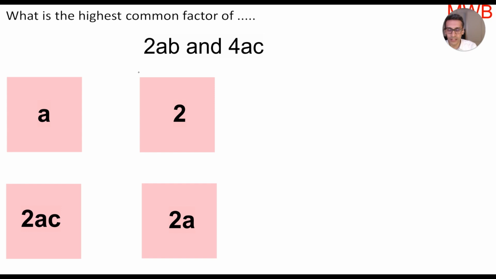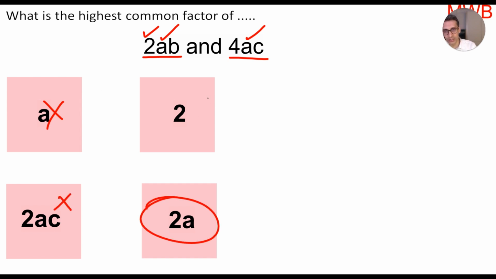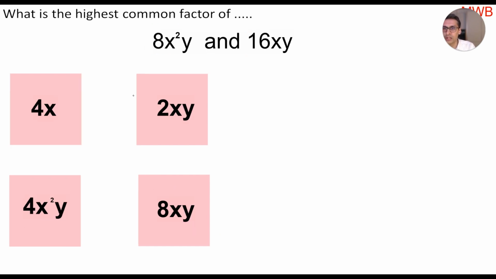What's the highest common factor? Which of these is the highest common factor of 2ab and 4ac? Pause the video if you're not sure. So we can see that 2 goes into both of these things, so it's going to be one of these answers. We don't know which one yet. And then we know that a is common to both, so 2a is going to be your answer, not 2ac, that doesn't work. And 2 is a factor, but it's not the highest common factor.